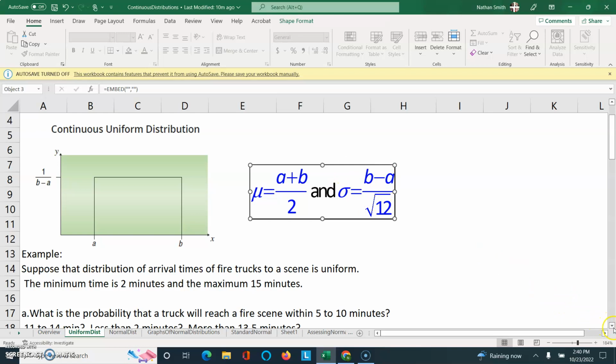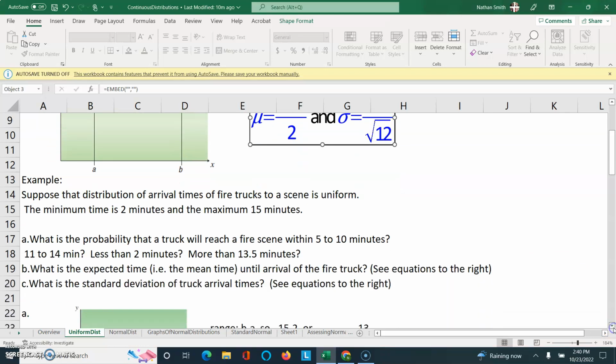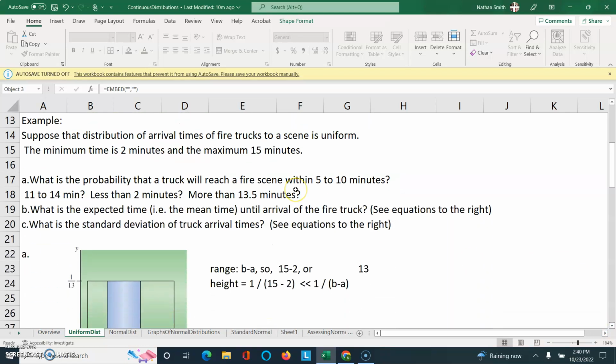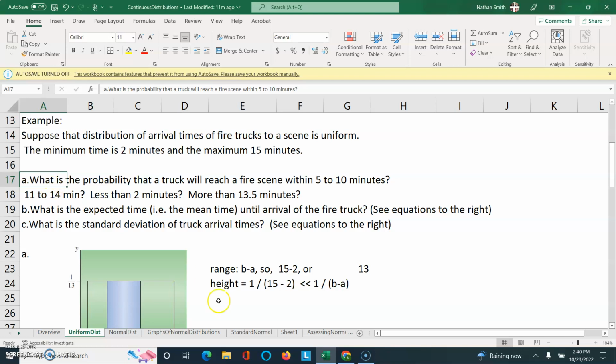All right, so let's work an example, and then we'll do it in our guru. Let's suppose that the distribution of arrival times of a fire truck to a scene is uniform. That means equally likely time. The minimum time is 2, so that's going to be our A, and the max is 15 minutes to arrive, so that's going to be the B. Let's take a look at what is the probability that a truck will reach a scene within 5 to 10 minutes. And then we'll look at some other examples.